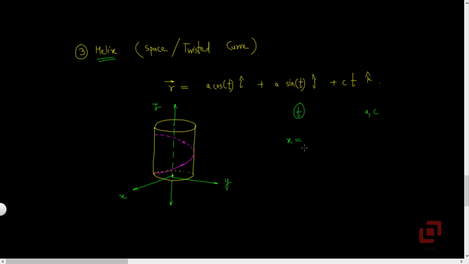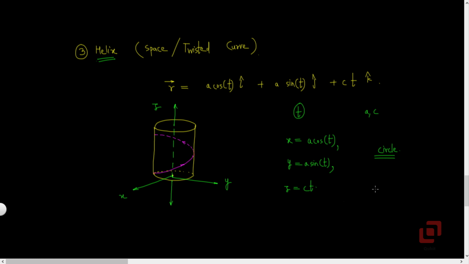The x coordinate of any point on the helix is given by a cos t. The y coordinate is a sin t and the z coordinate is ct. So if we decide to project helix on the xy plane, then we will get a circle, because all points on the xy plane have z coordinate 0, so this term will be 0. However, if x is a cos t and y is a sin t, then we have already seen that such a curve represents a circle.